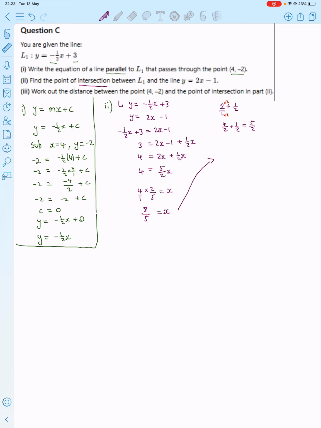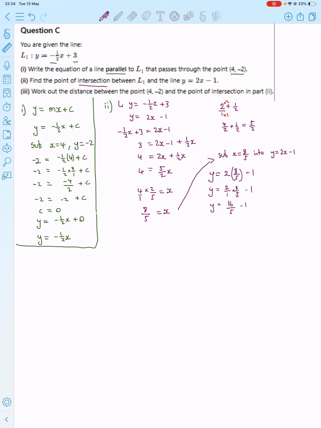So I'm going to sub x equals 8 over 5 into y equals 2x minus 1. So I'm going to write y equals 2 lots of, instead of writing x, I'm going to write 8 over 5 minus 1. So we have y equals 2 over 1 times 8 over 5 minus 1. So y equals 16 over 5 minus 1.